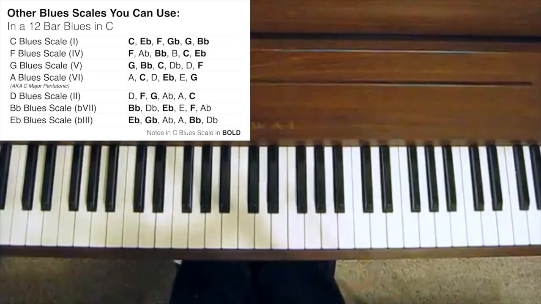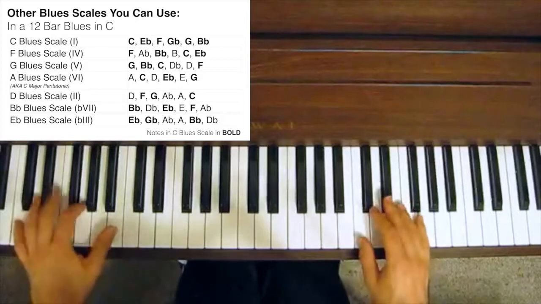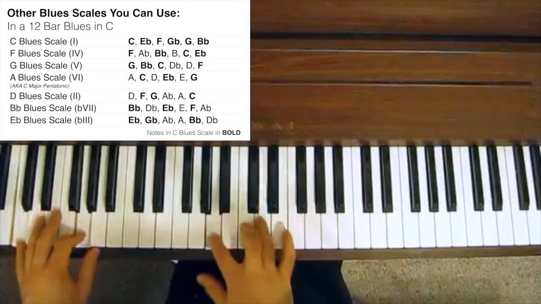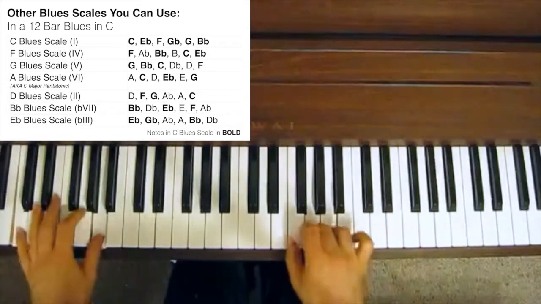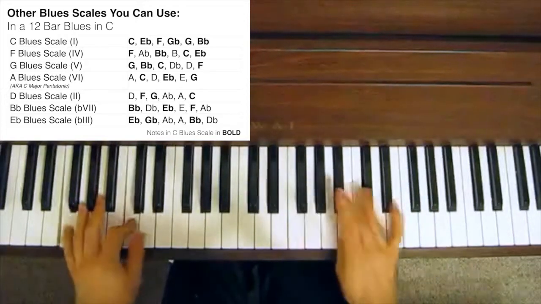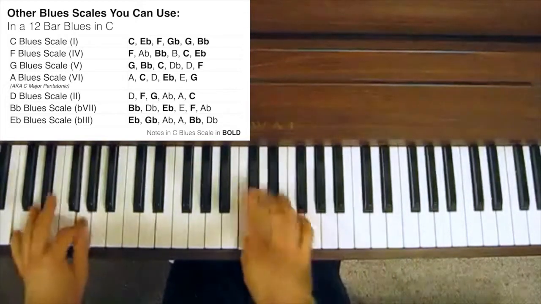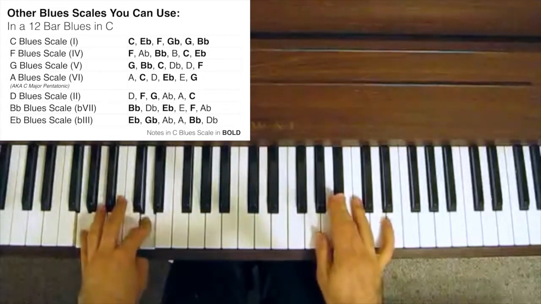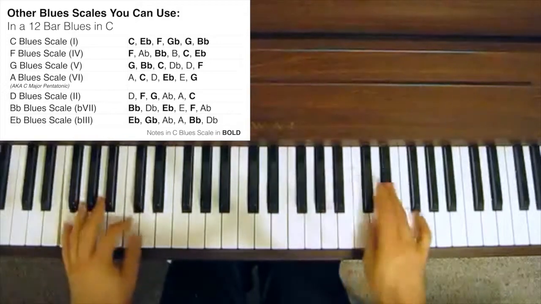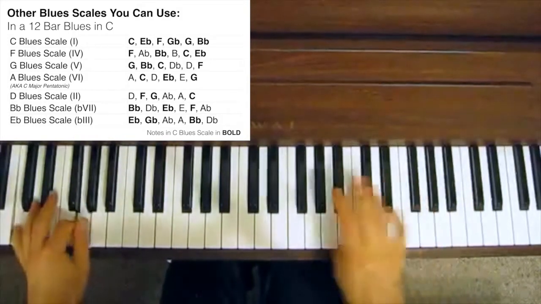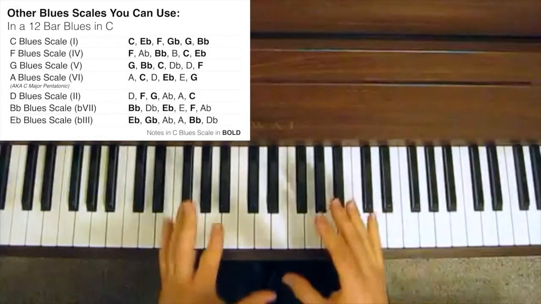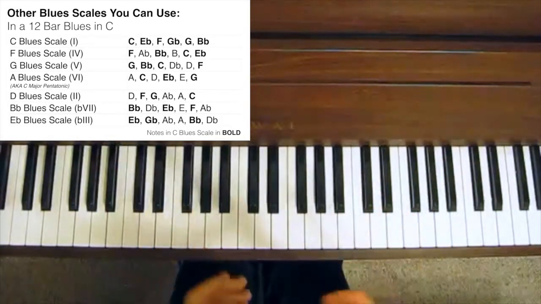But if you mix them in, so you're playing the C blues scale, then you throw in the A, back to C, to F, back to C, to E flat, back to C. Now they weren't seamless transitions in the least, but you get the general idea.